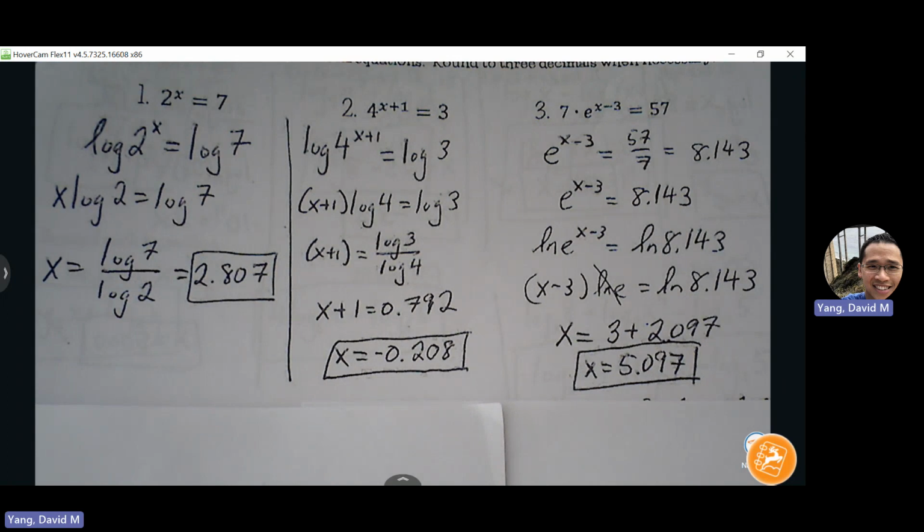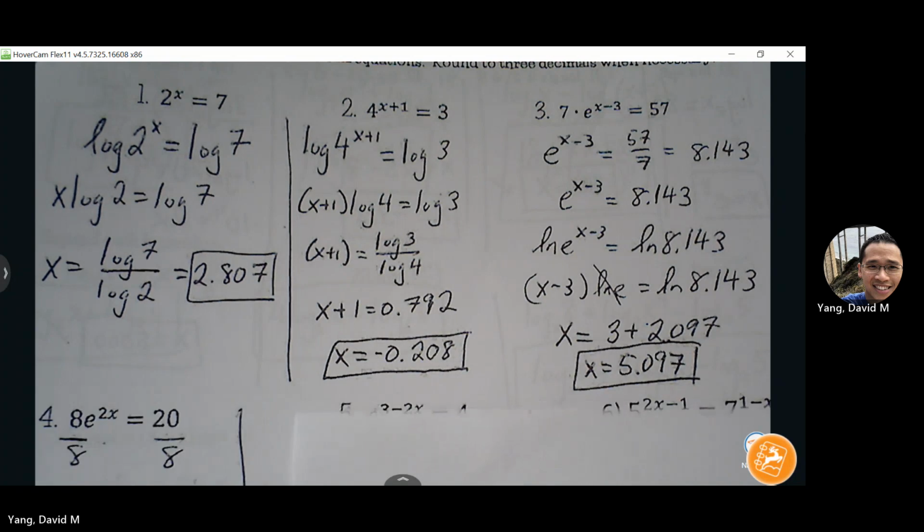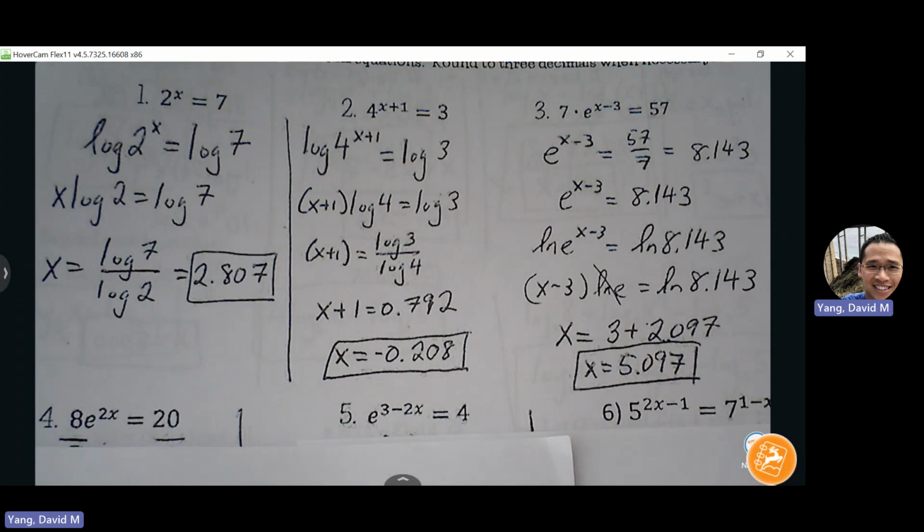Again, we're just doing the odds today, and then we can finish up with the evens tomorrow. And there's no need to test our solutions. We only have to test our solutions if we have a log or natural log equation as our starting point. Exponential equations are fine.